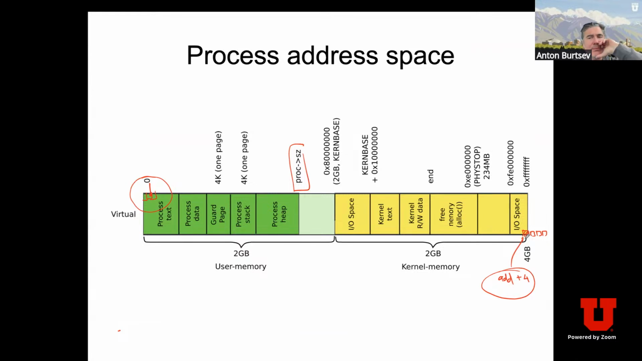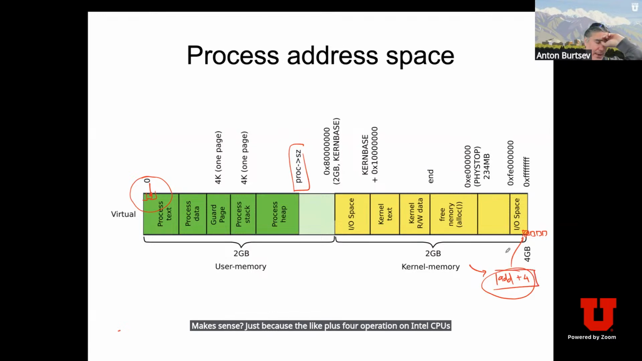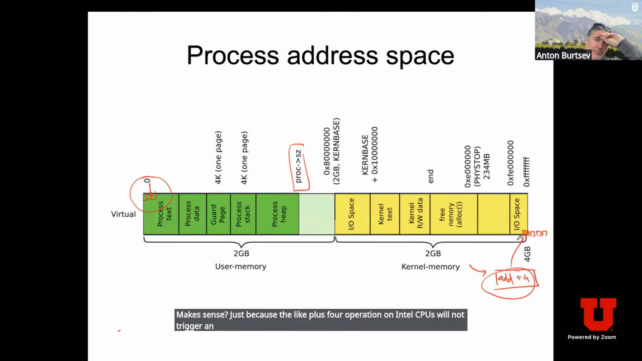Just because the +4 operation on Intel CPUs will not trigger an exception. It will just blindly overflow. And if you pass -4 here, then you will overflow into this 0 + 3.